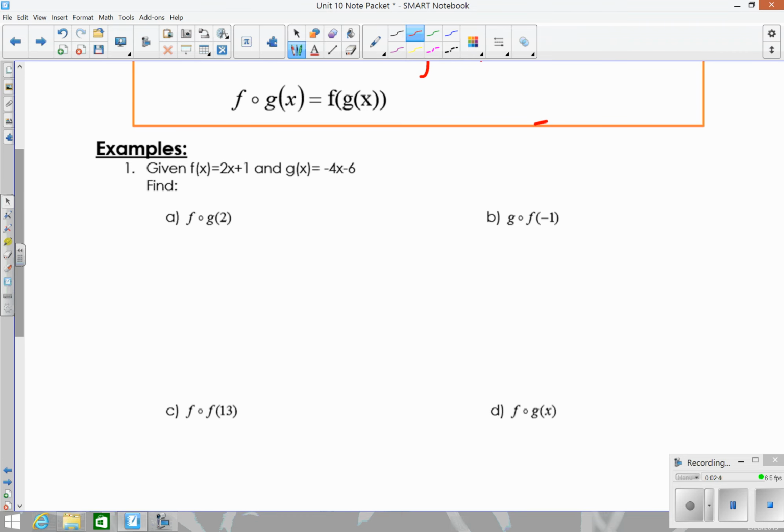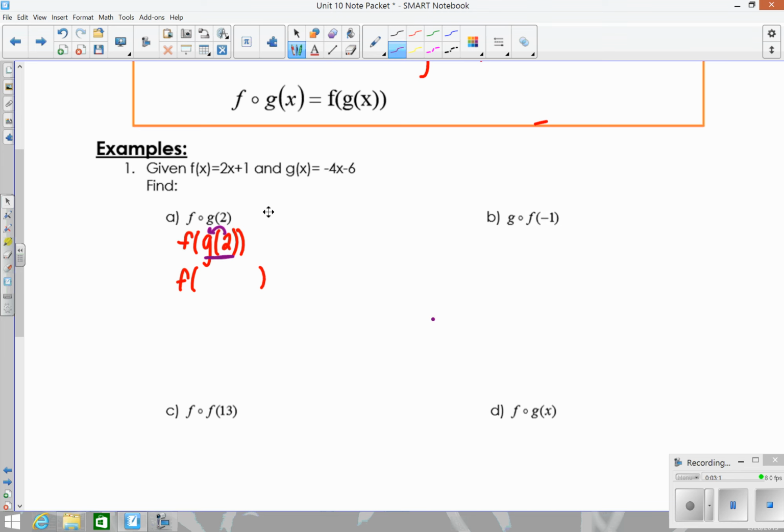So looking at this example, the first thing I'm going to do for a here is rewrite it as f of g of 2. Again, that open circle means it's a composition. So first thing we need to do is work on the inside and then the outside. So you always start on the inside and work inside out, basically. This notation here, g of 2, means input 2 into function g. So I'm going to keep the f, and then I'm going to evaluate g of 2.